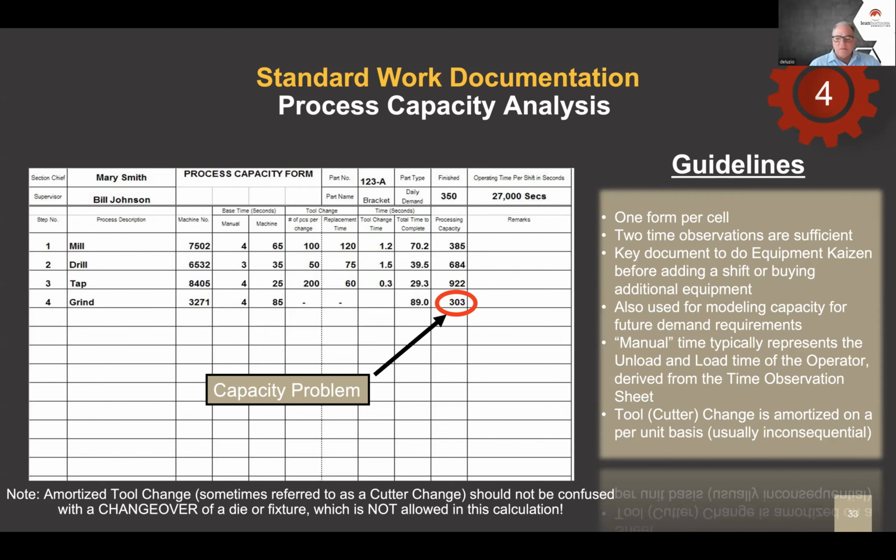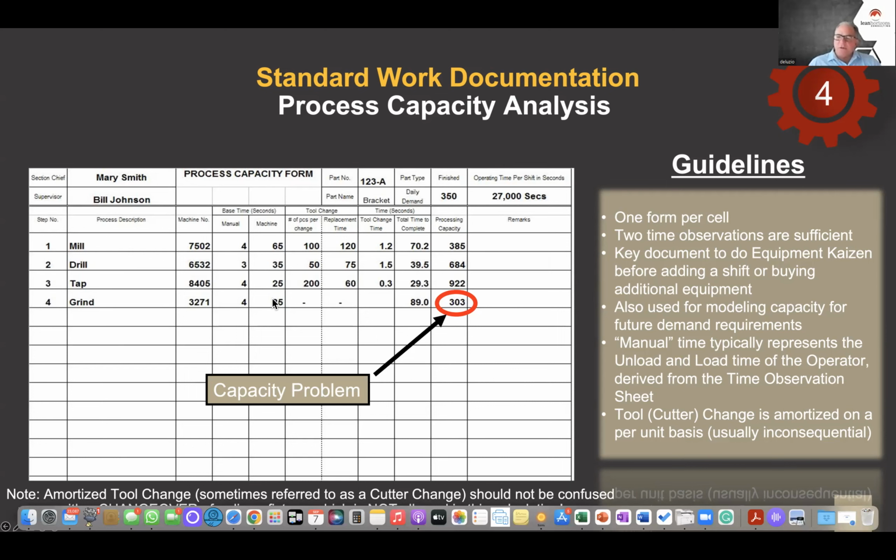So what do I do? Do I work second shift? Do I buy another machine, or do I do machine Kaizen and actually try to improve the cycle time? The 85 seconds. Do I do machine Kaizen? Okay, a lot of options, right?